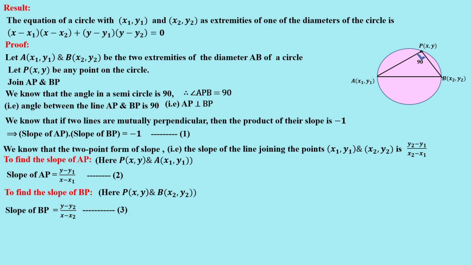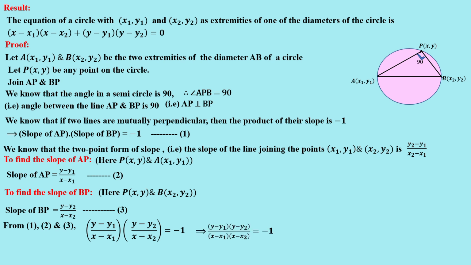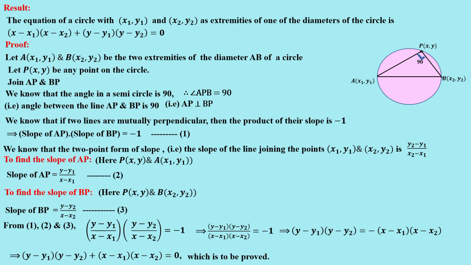From 1 to 3, the product of slopes is −1. Therefore (y − y1)(y − y2) / ((x − x1)(x − x2)) is equal to −1. Doing the cross multiplication, (y − y1)(y − y2) is equal to −(x − x1)(x − x2). So this implies (y − y1)(y − y2) + (x − x1)(x − x2) = 0, which is to be proved.